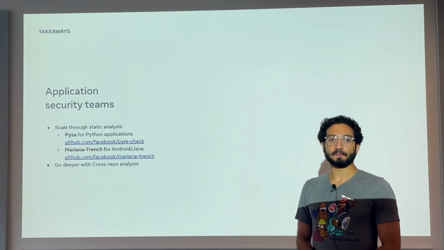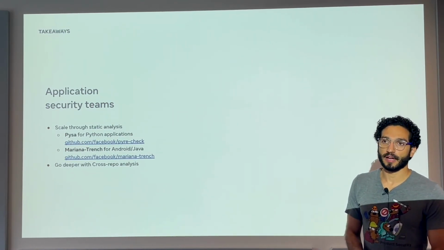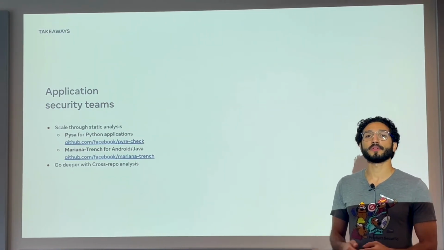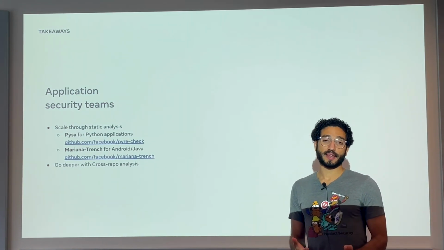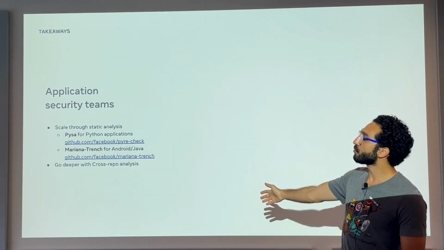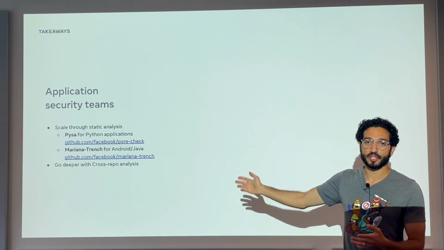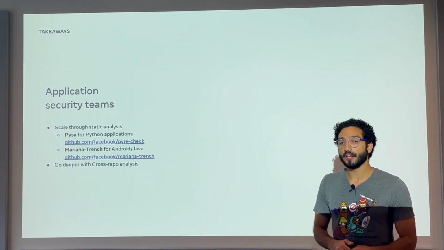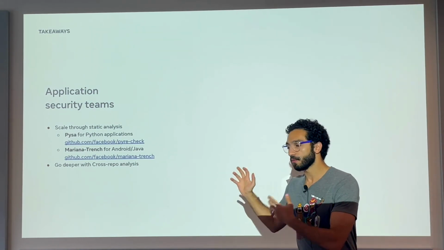Takeaways. If you're an application security engineer or part of an application security team, you probably know that there is a lot of code and a lot to review. Use static analysis. It scales with us. We have great open source tools. They're free to use, and they have great documentation. You can go and try them right away. You have all the knowledge to build cross-repo taint flow analysis, so go and try it out.